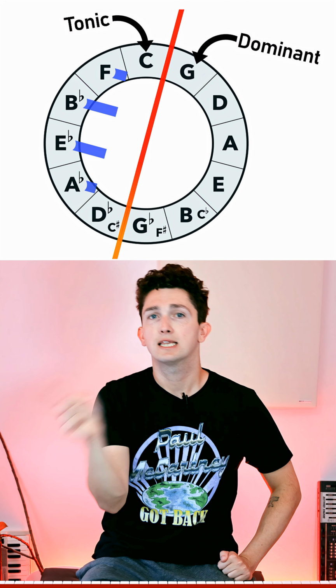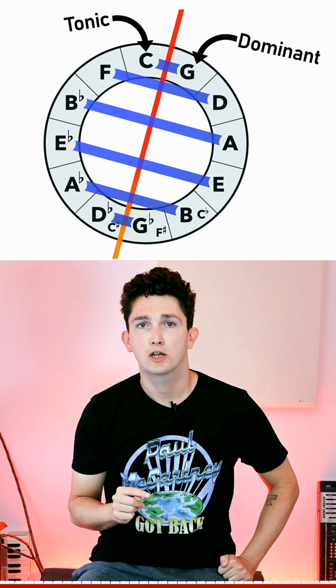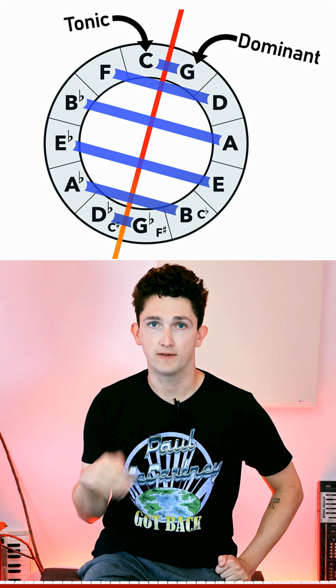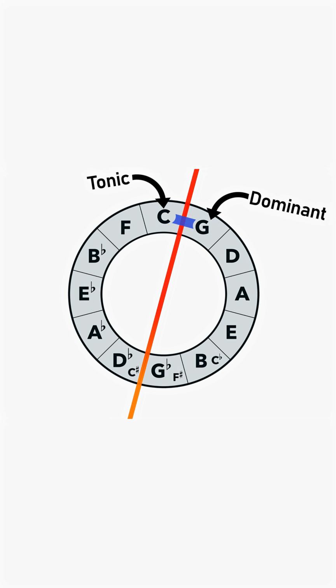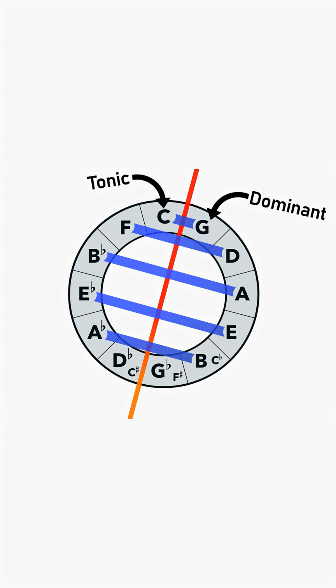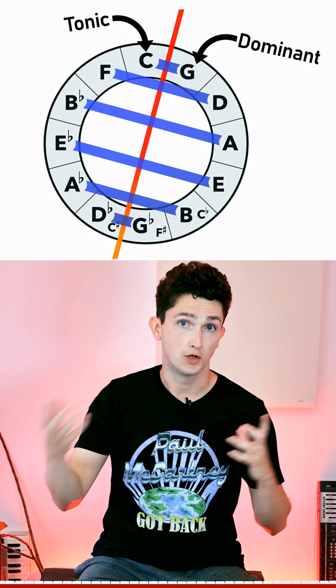So the notes on either side of this circle of fifths are going to be the negative versions of each note. C reflects to G, F reflects to D, B flat reflects to A, E flat reflects to E, A flat reflects to B, and D flat reflects to G flat. That's how we get the mirror version of the notes.